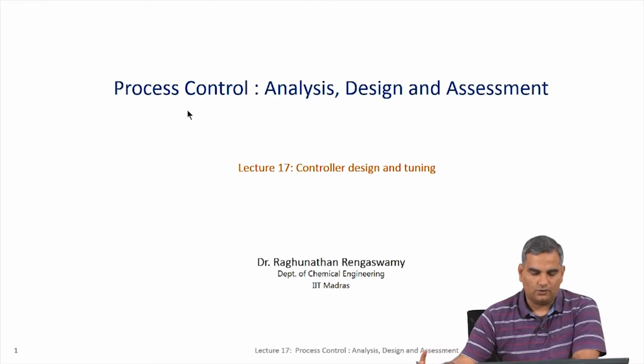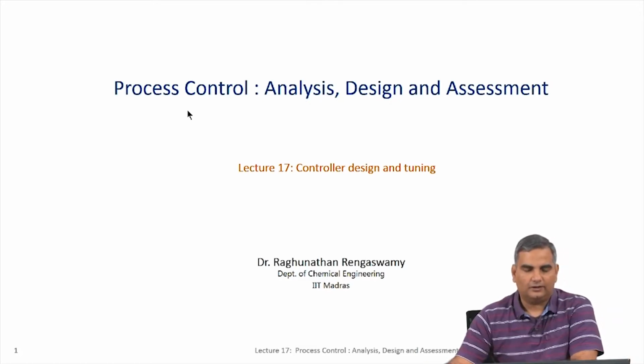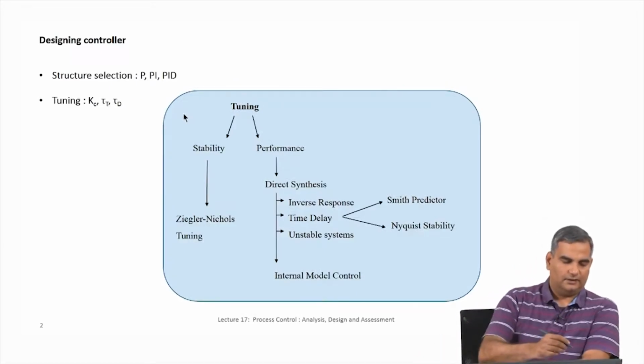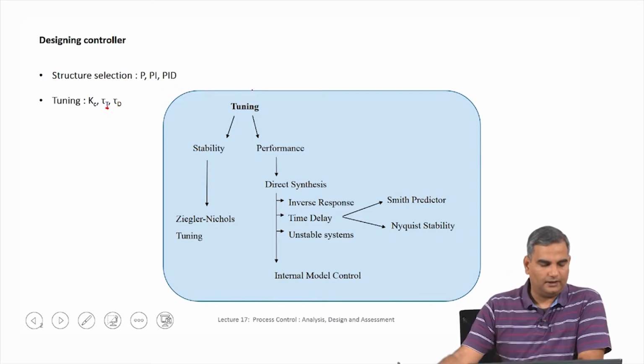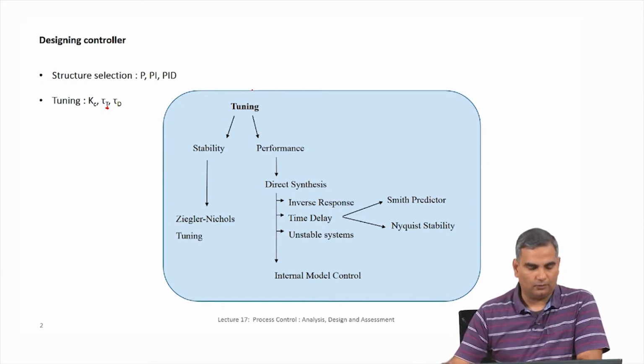Now, controller design and tuning is the task of actually picking one of these three types of controllers for implementation. And once you pick a particular type of controller, how do you choose the tuning parameters for the controller is the other aspect of controller design and tuning, and that is what we are going to see in this lecture. So, the structure selection for us in this course is choosing P, PI or PID, and tuning would mean that we are going to find the values for Kc, tau I and tau d depending on what controller we have chosen, whether it is P, PI or PID.